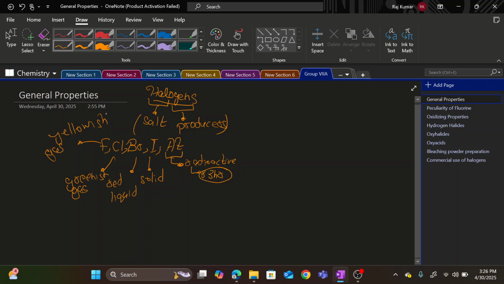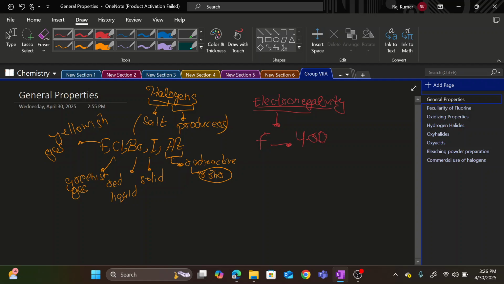So these are some common physical properties, and alongside that, they have certain common characteristics for which this group is famously known. Number one characteristic is their electronegativity. What is meant by electronegativity? The ability to pull the electron pair towards itself is electronegativity, and that is found greatest in the entire periodic table in fluorine, which is also taken as the arbitrary electronegativity value, which is 4.00.